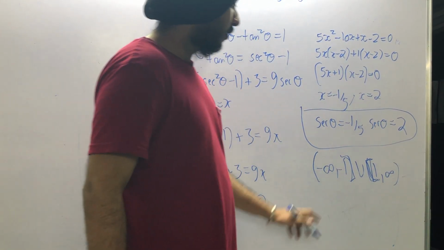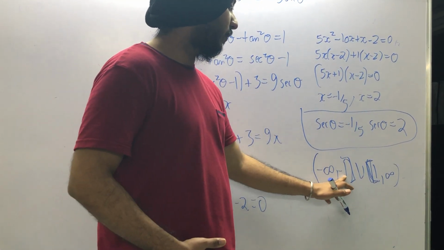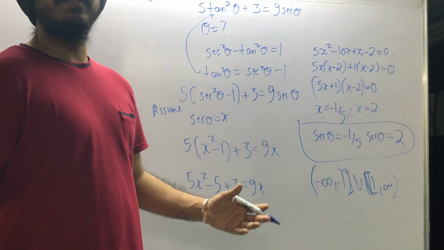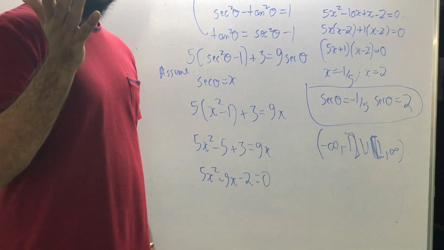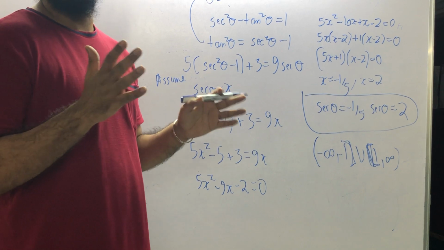Square bracket here, both sides. Minus infinity to minus 1 union 1 to infinity. So what does this mean? It means that the possible values of sec are either 1 or greater, or minus 1 or less, but it cannot lie between minus 1 and 1.